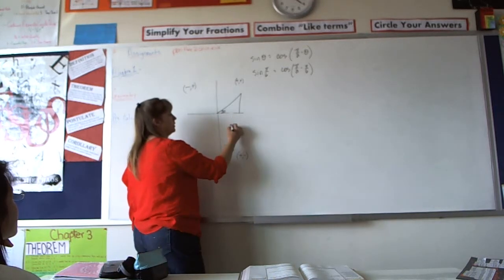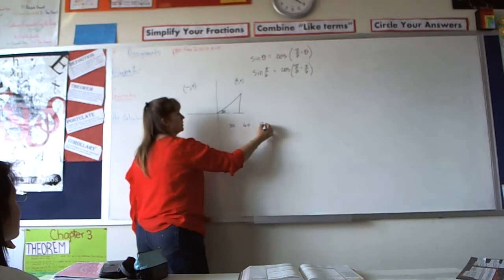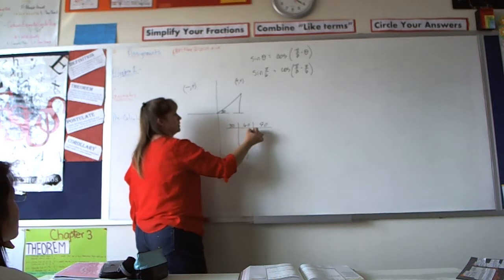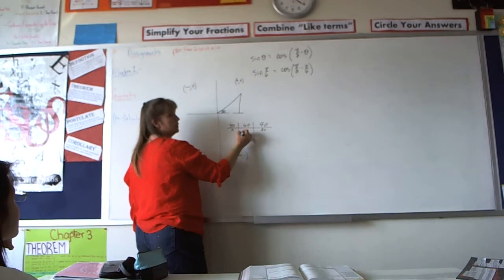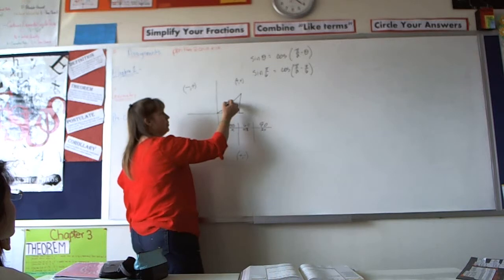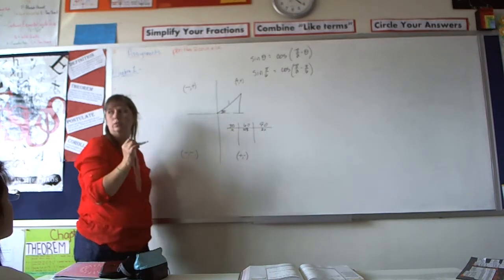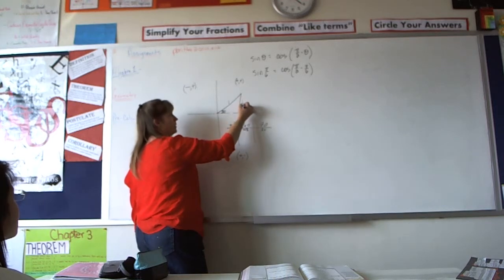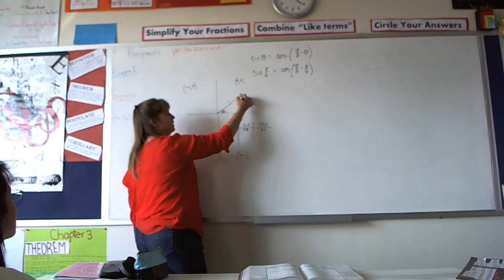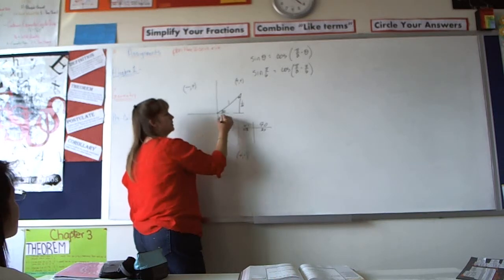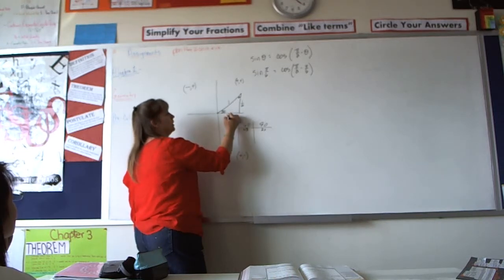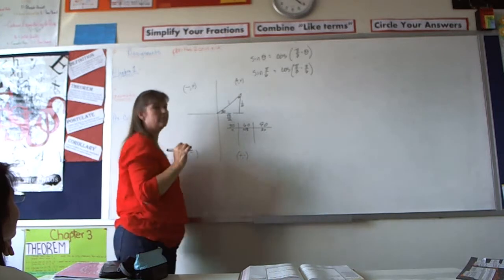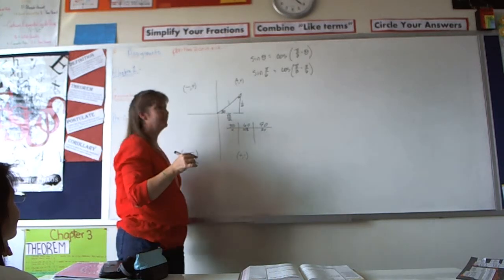What's across from the 30? 60. Over here is 2x. This one is x. This one is x square root of 3. If we know this is 1, for the unit circle, across from the 30 is half. Across from the 60, which is up here, is square root of 3 over 2. Confused me, didn't you? Yeah.